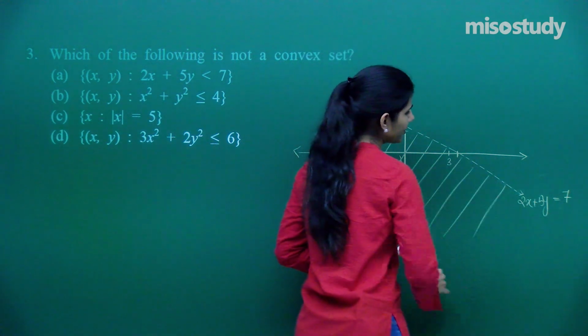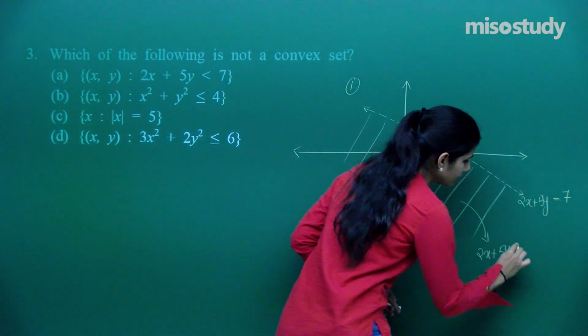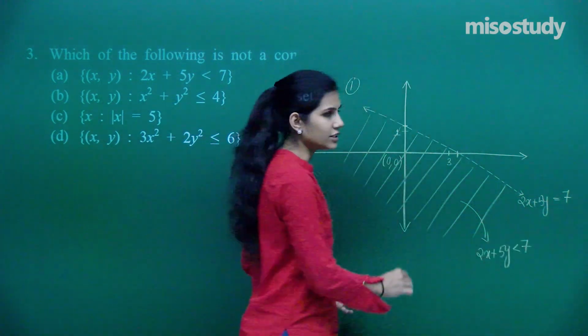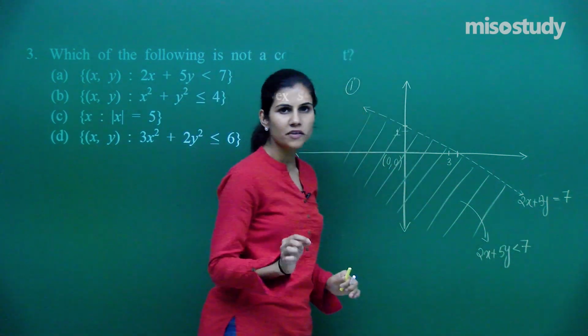The region represented by the inequality 2x plus 5y strictly less than 7 is this region. This is that region represented by this inequality. Is this a convex set?